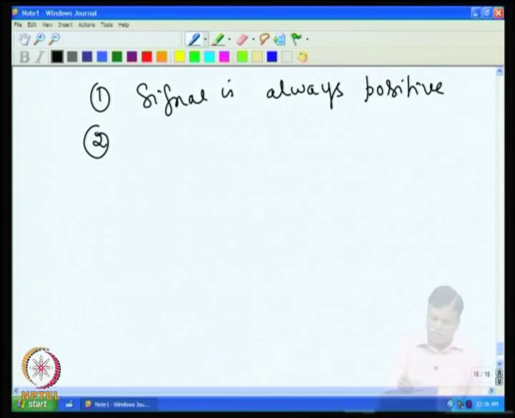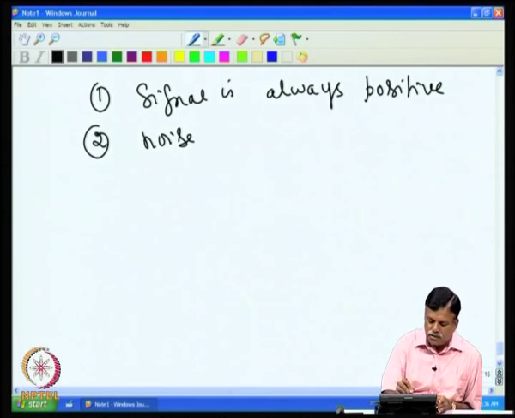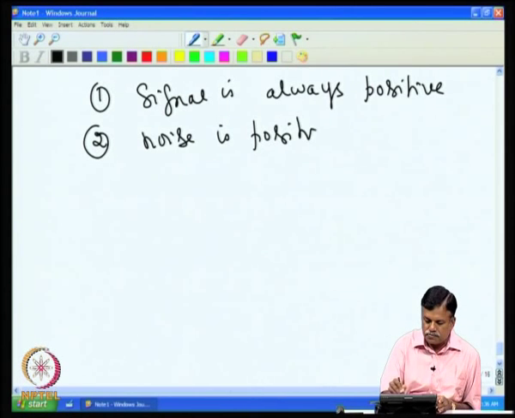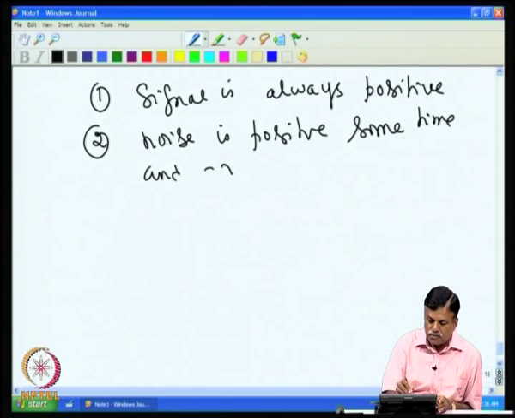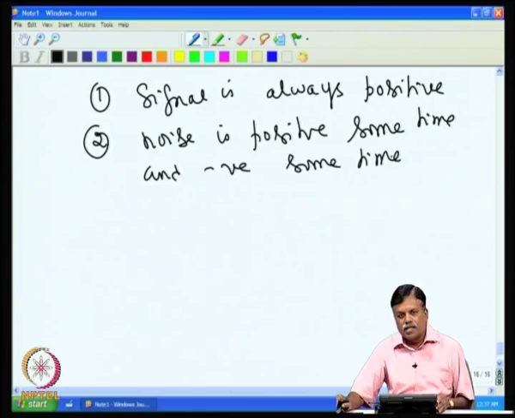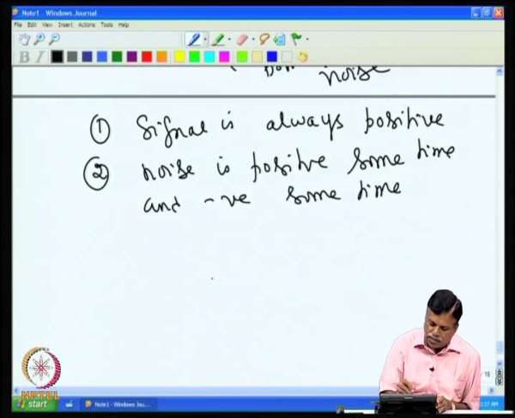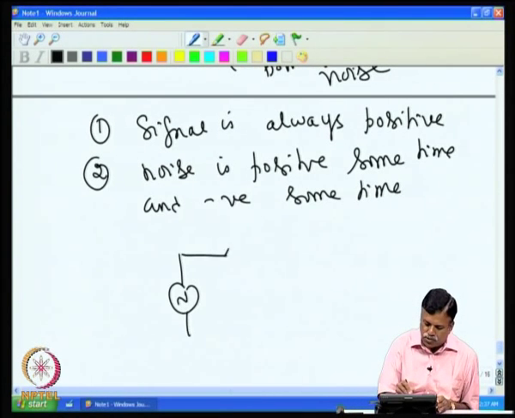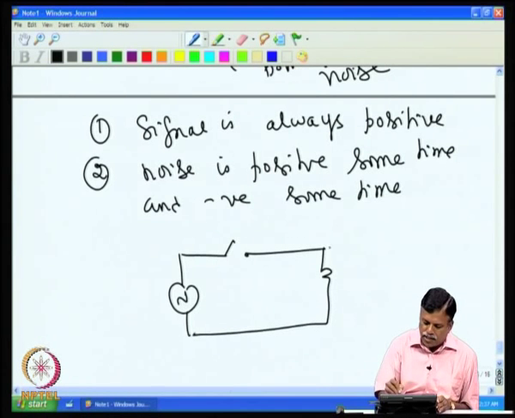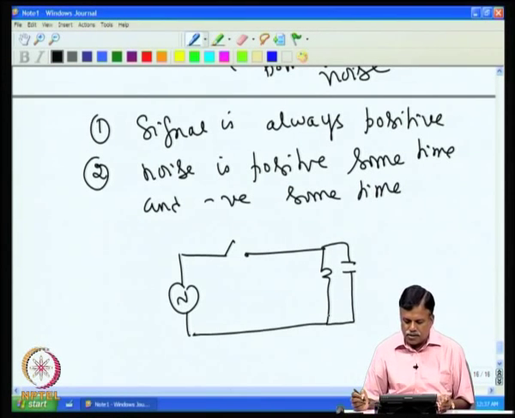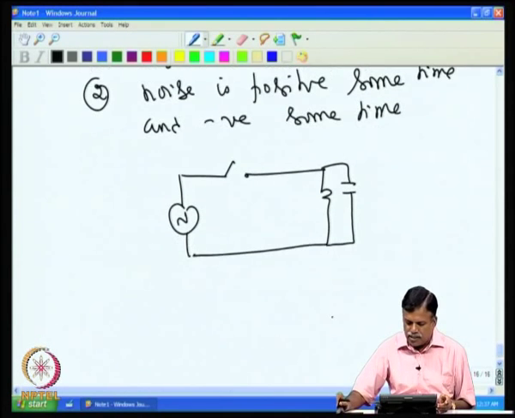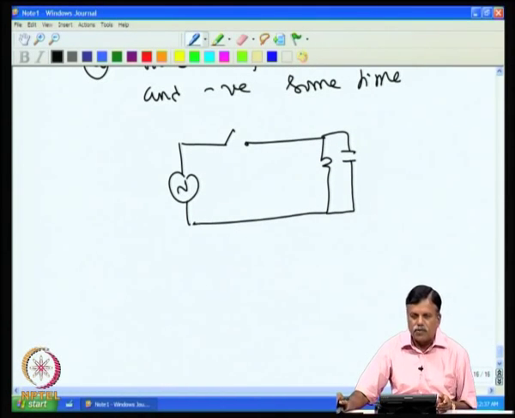The second point is that noise is positive sometimes and negative sometimes. So if I average the signal at the output, the signal is continuously added because the signal is positive. So I will have a signal and the switch like this, and then I will keep a capacitor here such that I can also do the filtering in the following manner, because I want to store the average of the signal plus noise.